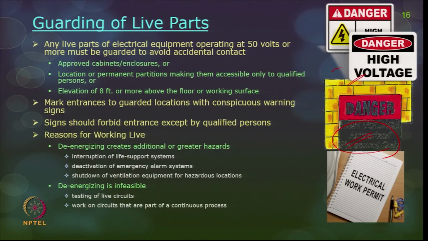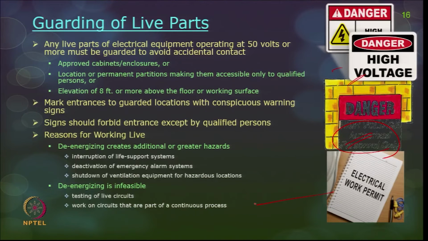De-energizing is not always feasible. Suppose you have to test a live circuit, then you may have to keep the current on. The other case is working on circuits that are part of continuous processes, where you won't be able to trip off and then do the work. So, sometimes you cannot de-energize the lines, and you have to be very careful with live wires. In those situations, the only way is to get a proper electrical work permit. You should know what the hazards are, what the nature of the work is and so on. Accordingly, get a proper electrical work permit before you start working on live parts.